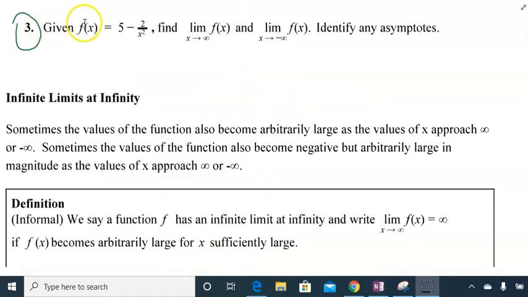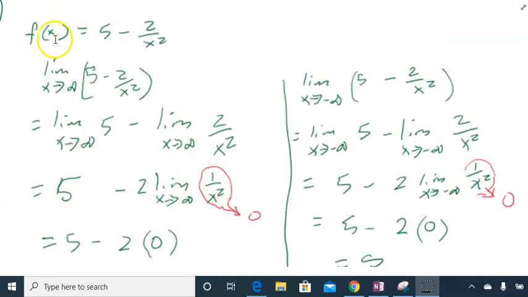Let's consider another problem. Given f of x is equal to 5 minus 2 over x squared, find the limit as x approaches positive infinity of f of x and the limit as x approaches negative infinity of f of x, and identify any asymptotes. Okay, so there are two sides. You want to do the limit as x approaches positive infinity of 5 minus 2 over x squared. Again, we can use one of the laws of limits to separate this into two separate limits. So that would be the limit as x approaches positive infinity of 5 minus the limit as x approaches positive infinity of 2 over x squared.